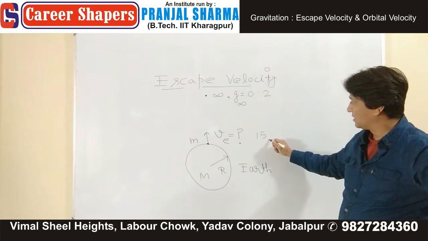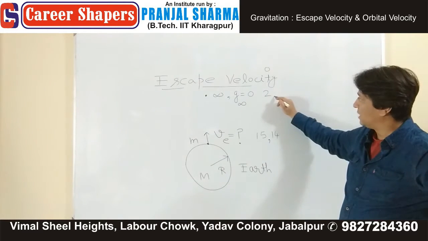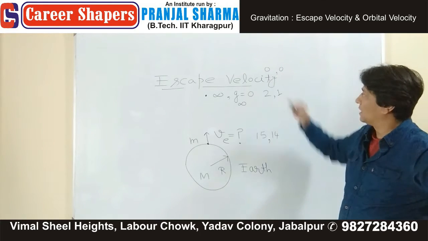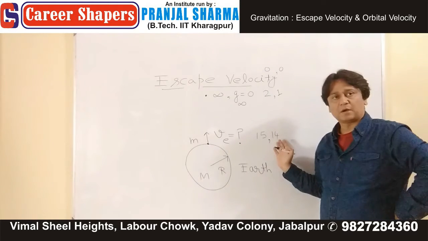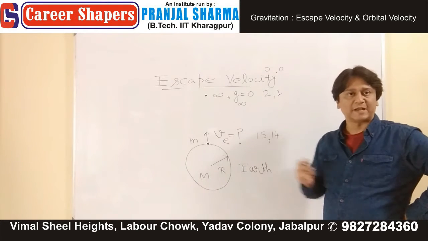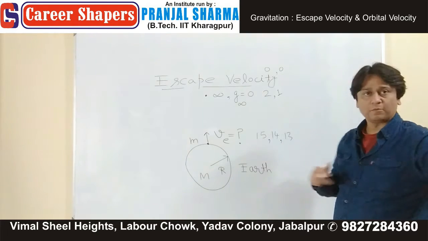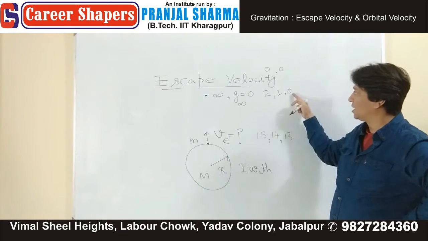What if I give it 14? If I give it 14, when it reaches this place, it becomes 1 and then it becomes 0. So this is also an escape velocity type of thing. But if I throw this object with 13, what I find is that at infinity its speed becomes 0.